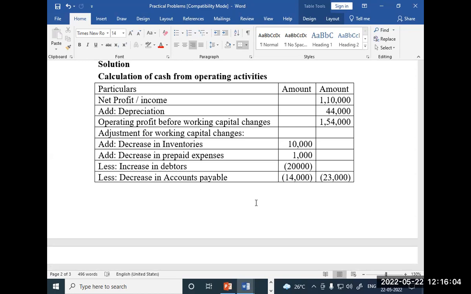This total, the sum of these four values in the first amount column, is brought here. 10 plus 1 is 11, 11 minus 20 minus 14. Okay, brought here.